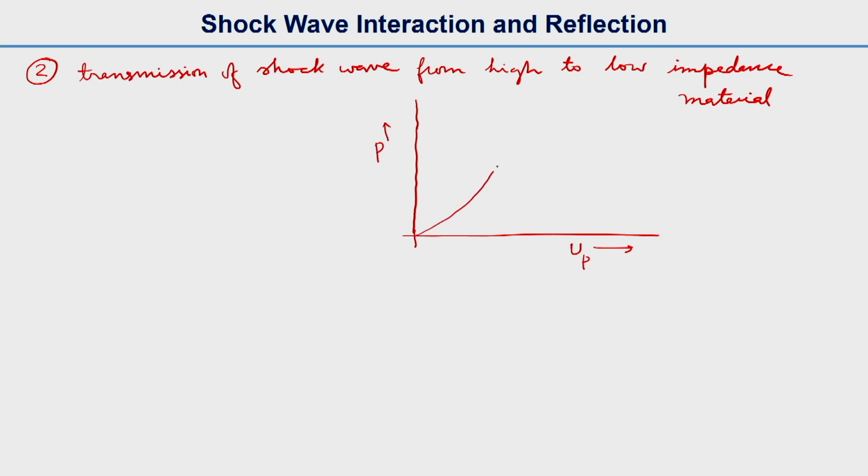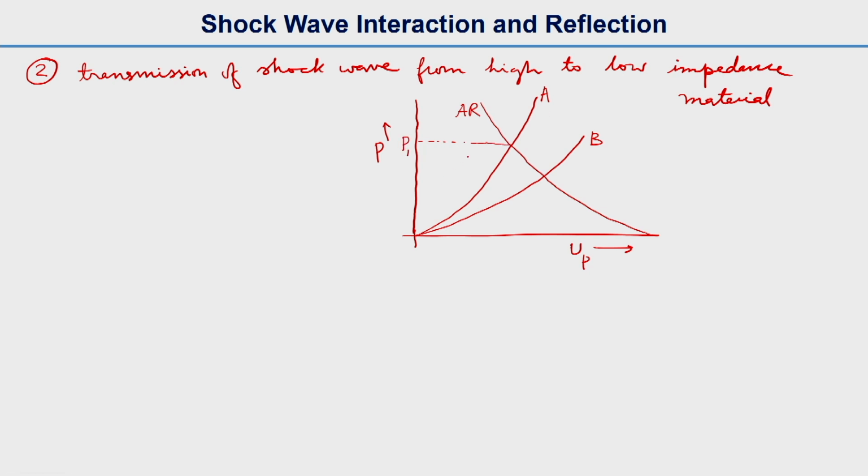Let's draw medium A, which has a high impedance, and then we have a medium B, which has low impedance. So now we have a reflected wave curve, which will be a mirror image of the curve for medium A.